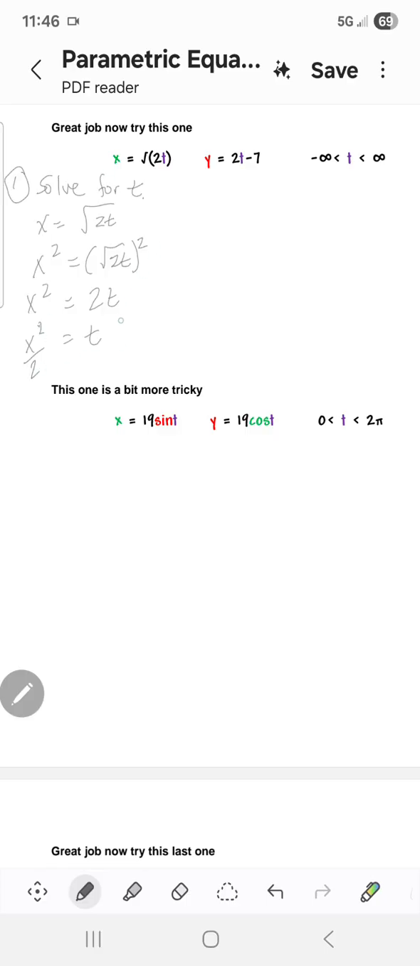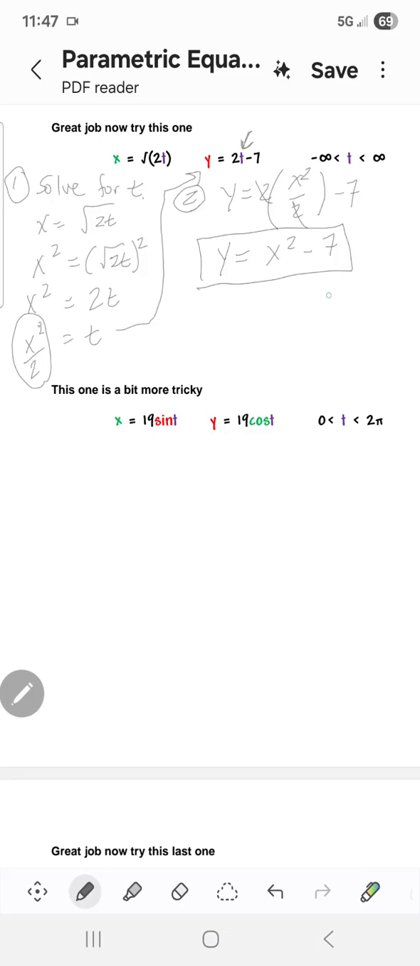So now what am I supposed to do? I'm supposed to take that value and plug it in, right? I'm supposed to plug this into the y equation for the value of t. Well, y equals 2 times x squared over 2, minus, I think that's a 7. All right. Oh, well, that's nice. The 2's cancel. So y equals x squared minus 7. Ah, okay. So there is my equation.